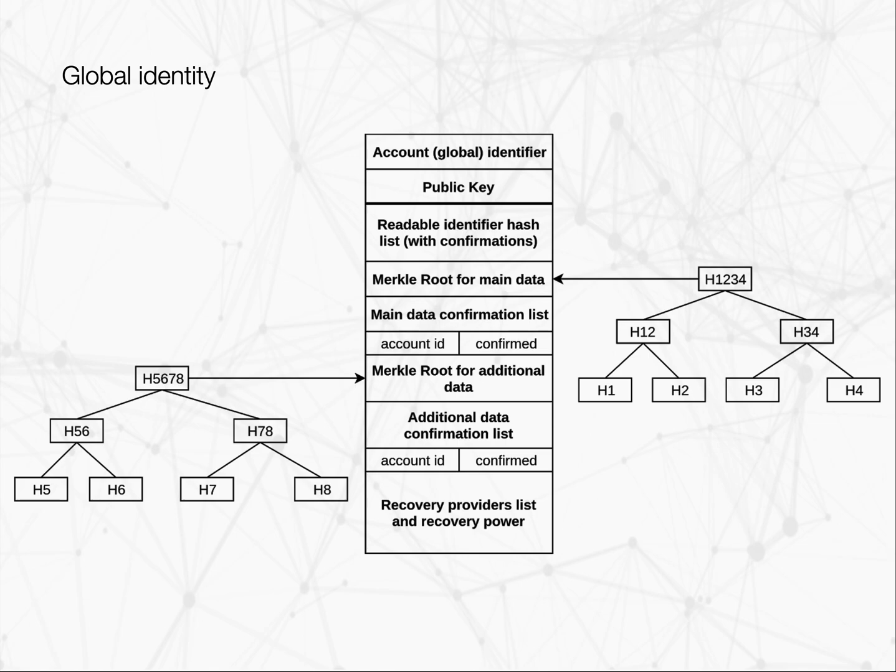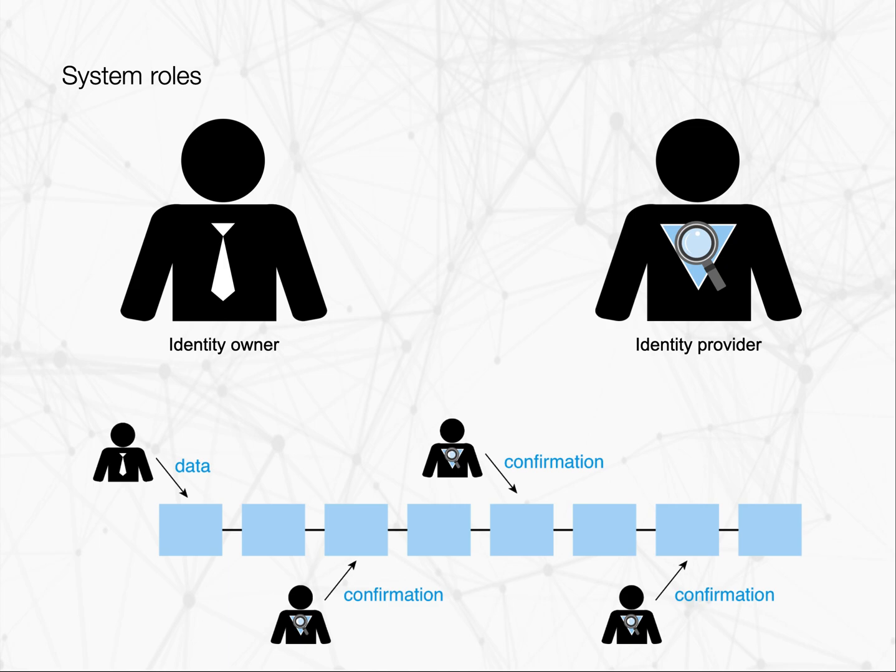And the last one, recovery providers list and recovery power. It determines the set of identity providers and their amount needed to restore access to the account and change the public key. Okay, there are only two roles on the platform, identity provider and identity owner.